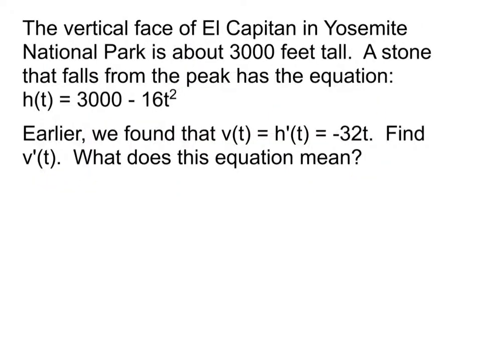Then another little jump here to a slightly different topic. I'm bringing back the El Capitan problem. Again, I just like it because it's a nice, pretty 3,000 feet tall. And we have the original equation here, h of t equals that. And earlier we already found that the velocity equation, which is the derivative, was negative 32t. So now I'd like you to please find the derivative of that equation. So find v prime of t.